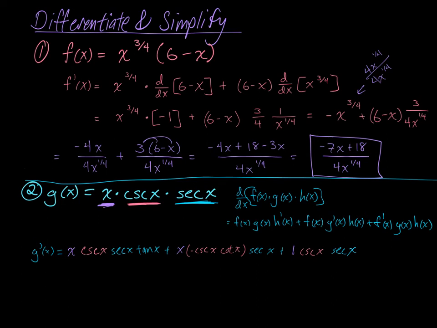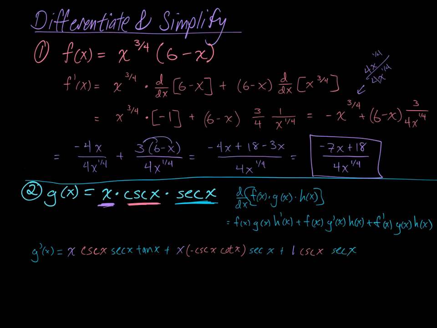But again, we have this direction over here to simplify. So again, simplifying: pull out common factors if you can, create one fraction if you can, simplify anything after that. So it looks like in all three terms down here, there seems to be a cosecant, cosecant, cosecant. Okay, so we need to common factor out a cosecant. Also, in all three terms, there is a secant.